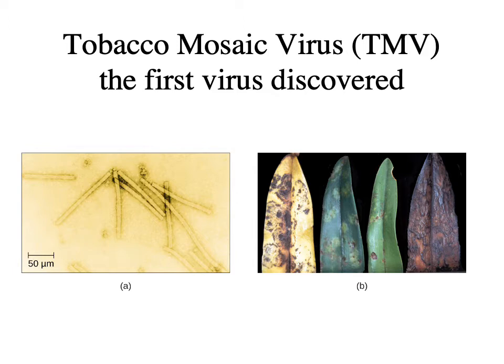Eventually, in 1935, it was discovered that the tobacco mosaic virus was the source of all of this disease that was occurring in the tobacco crops. And this was the very first virus discovered, the tobacco mosaic virus.